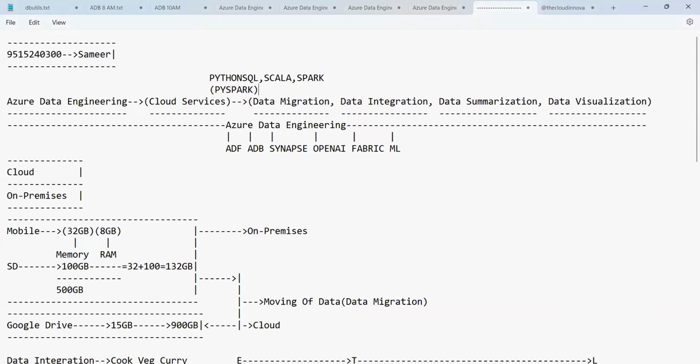Hi, Samir. Good morning. You have covered ADB with PySpark also, right? Yes, that is the thing we have. ADB we will see with PySpark. Okay, thanks.